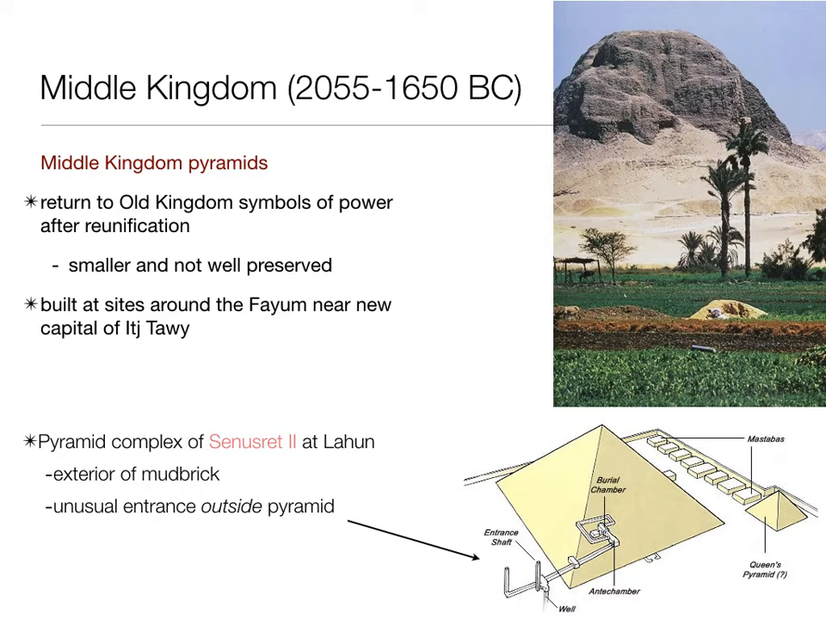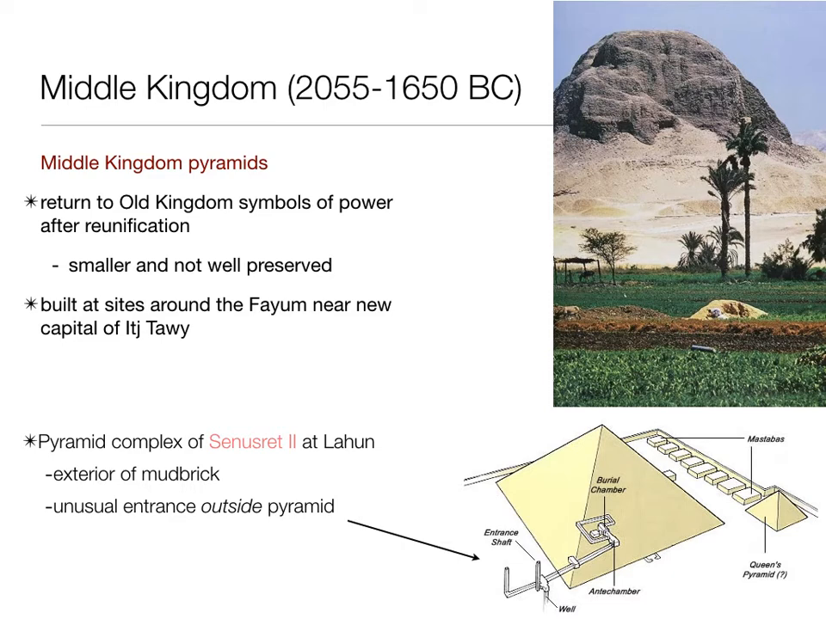But this is an example of a Middle Kingdom pyramid of a king named Senusret II at a site called Lahun. And again, this is sort of a mud brick core. It's not well preserved. You can see it's kind of slumping in the background there. Not terribly impressive, but again, it's the symbol of it is what's important.